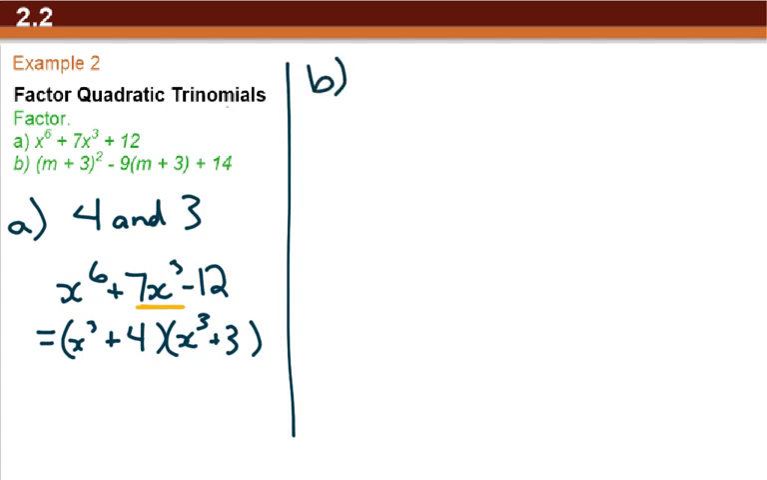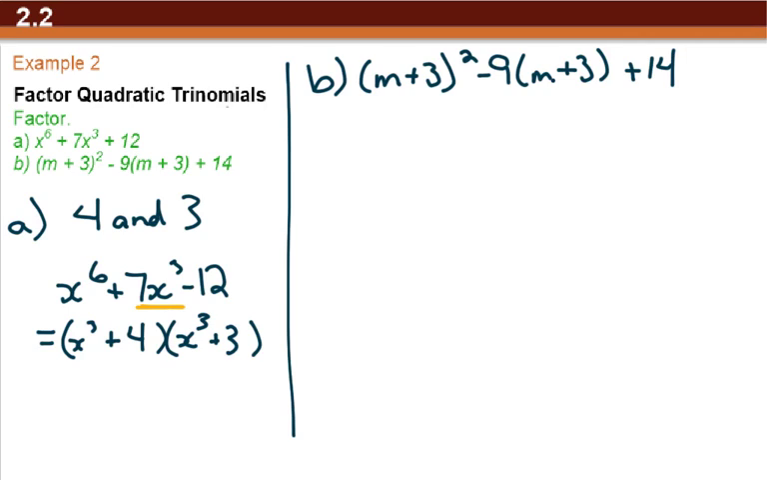B, just going to write out the question one more time so we have this all in one spot. Now we don't have a change of exponent, but we actually have a change of variable. Instead of m squared, we have m plus 3 squared. So I realize that this is difficult to look at and it's a little bit confusing.